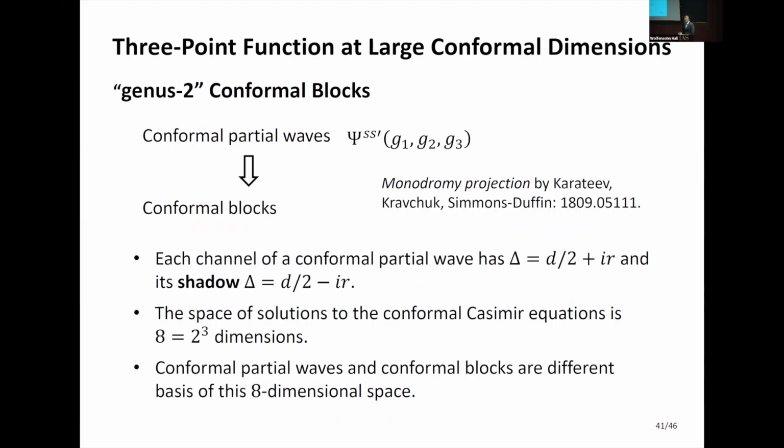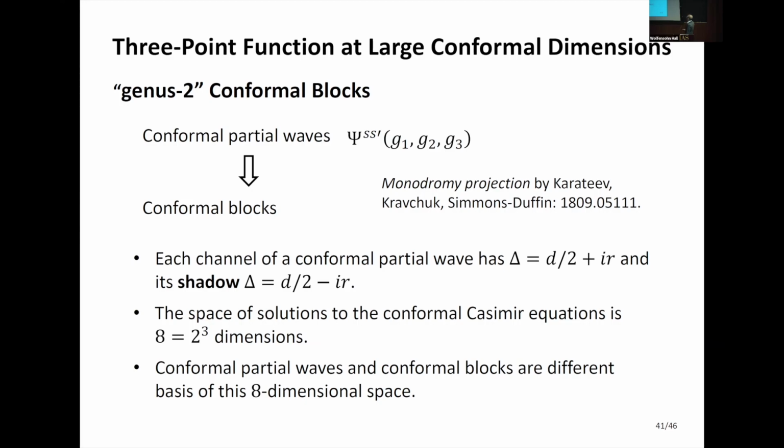But this is actually the parameterization of conformal partial waves, and we want to expand this partition function in conformal blocks. And so that requires some work, but fortunately, Kravchuk and Simmons-Duffin had this technique called monodromy projection, which tells you that if you have a conformal partial wave, you can actually extract conformal blocks. So in general, for each channel, in this case you have 3 channels here, the G1, G2, G3, there are actually 2 solutions, corresponding to some conformal weight and its shadow.